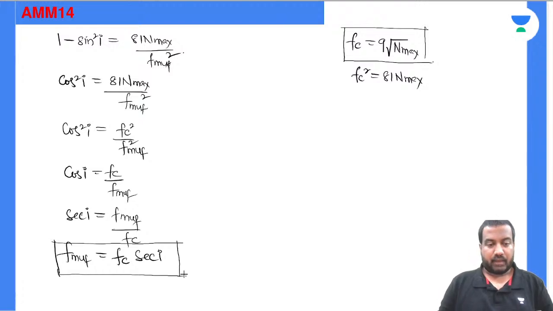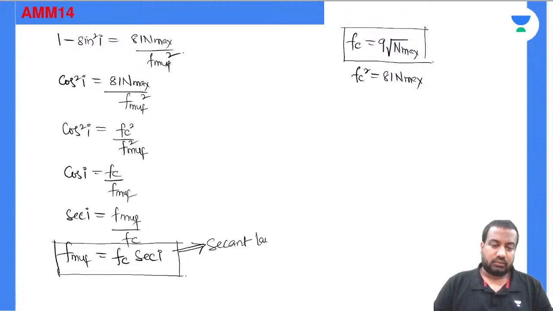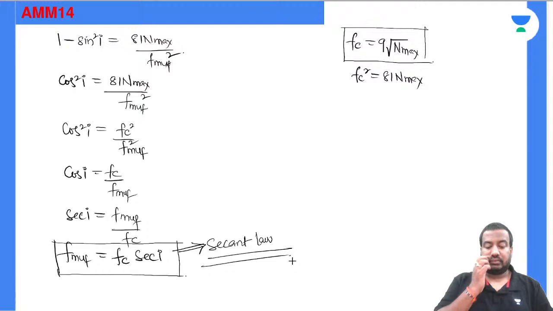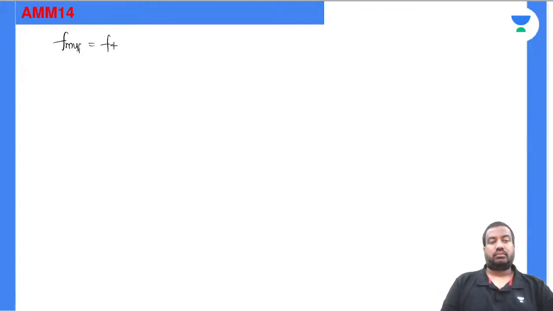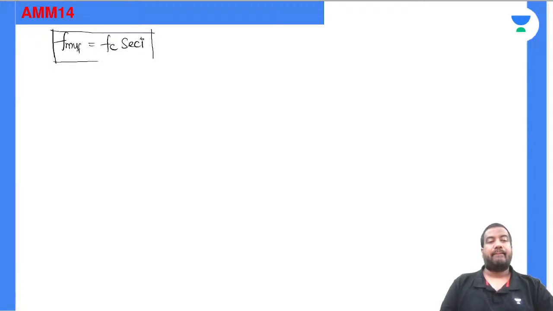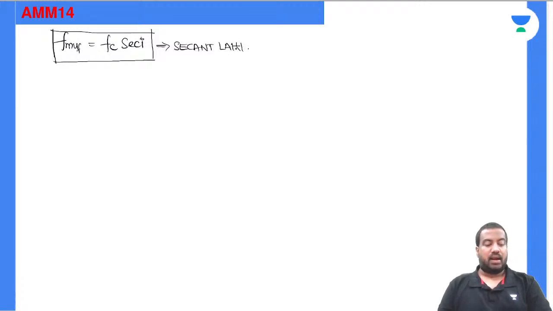Clear? This is called the secant law. FMUF is equal to Fc into secant i. Is it clear?